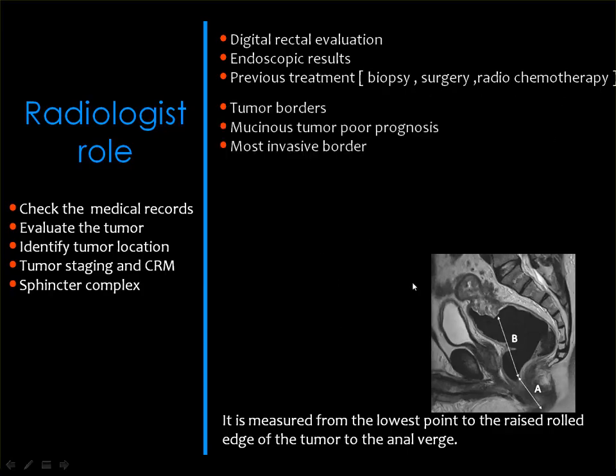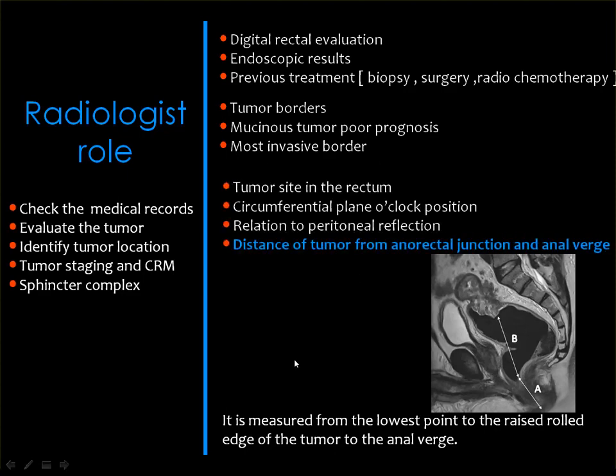Then he should evaluate the tumor borders, and you see mucinous tumors which have poor prognosis, and you see the most invasive border of the tumor. Then identify the tumor location, the site of the tumor in the rectum, circumferential plane of involvement, referred to the clock position, relation to the peritoneal reflection, distance of the tumor from the anorectal junction and the anal verge, which is a very important indicator for the surgery.